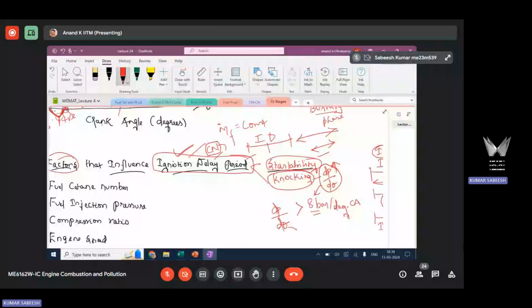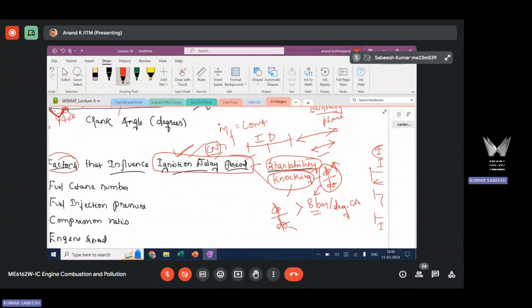It's audible. I already discussed the knock in the SI engine. During this period of time, there will be vibration in the engine. And another important signal is that it is audible. The combustion noise will be high and audible to the human ear. So this dp by d theta value will decide whether there is significant vibration, and whether the combustion noise is audible or not.